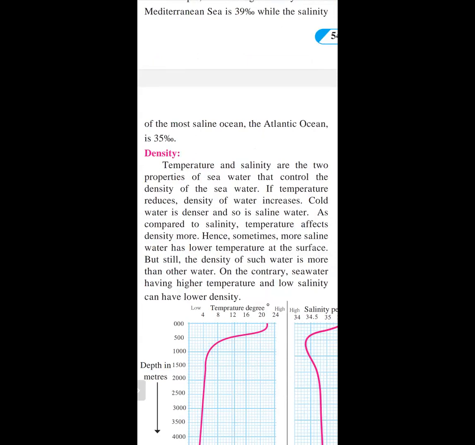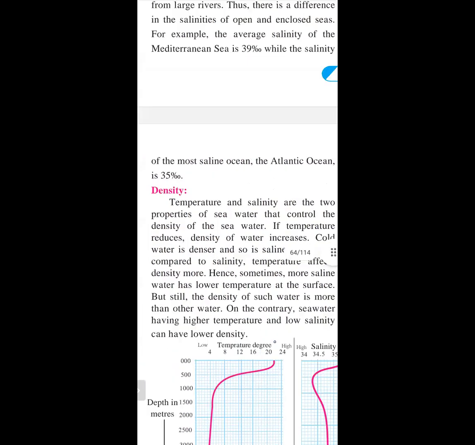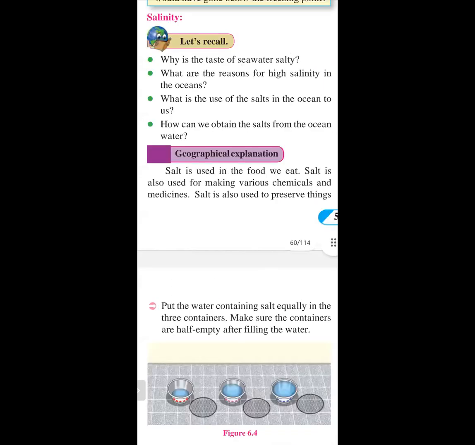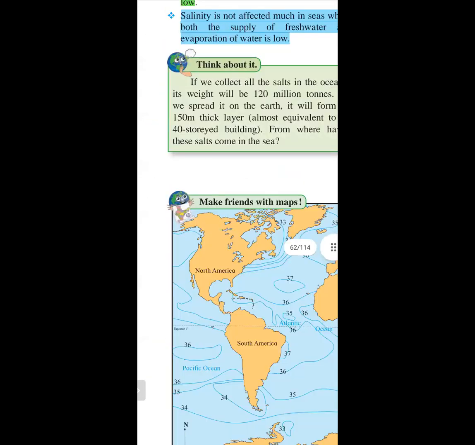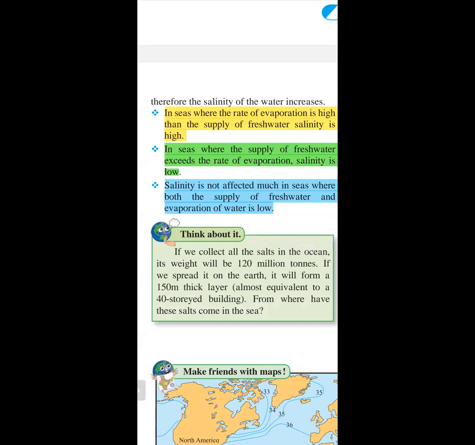Then the salinity of seawater, which we already studied, has the same 3 points only. Page number 53, the salinity of seawater, the same answer only. So these 3 points are very important points in this lesson.